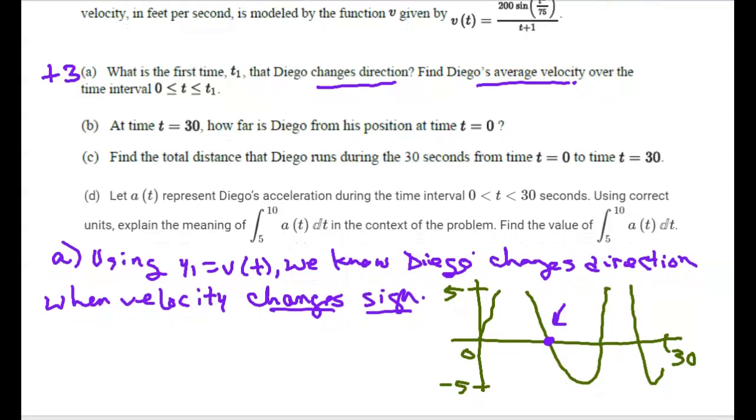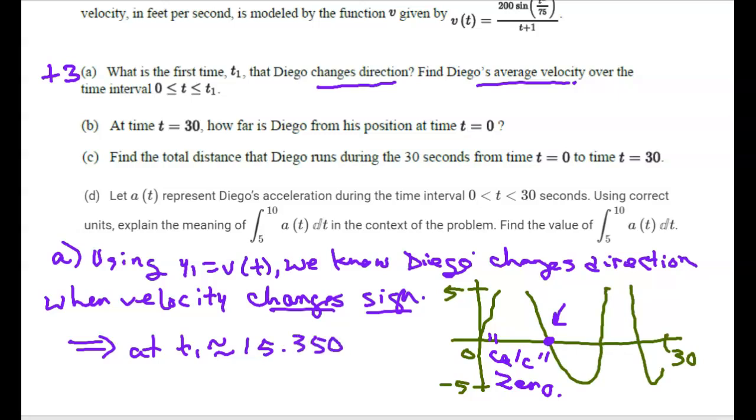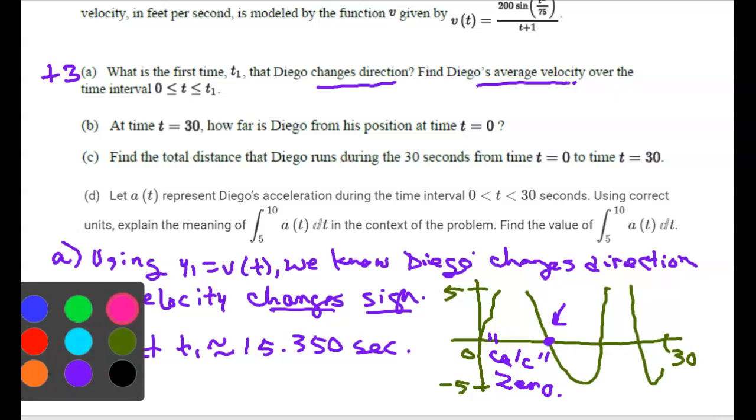Remember that I want to calculate that 0. So using your graphing calculator, I want to calculate that 0. This is good practice for finding zeros on a function. And when I calculate that 0, I find that this happens at a time of approximately 15.350 seconds. What are the points for this problem? I got 1 point for this.